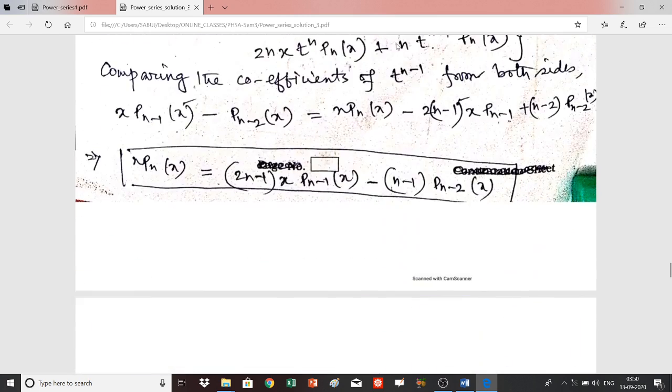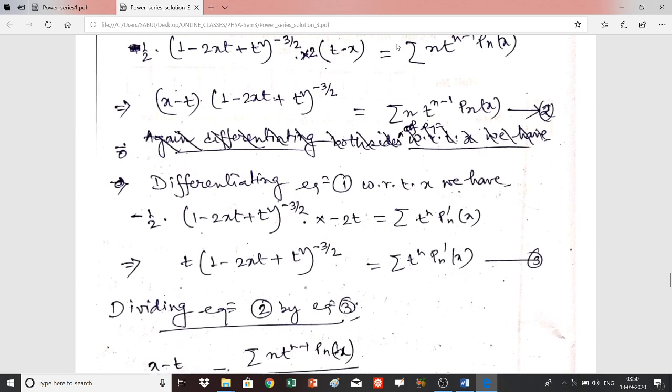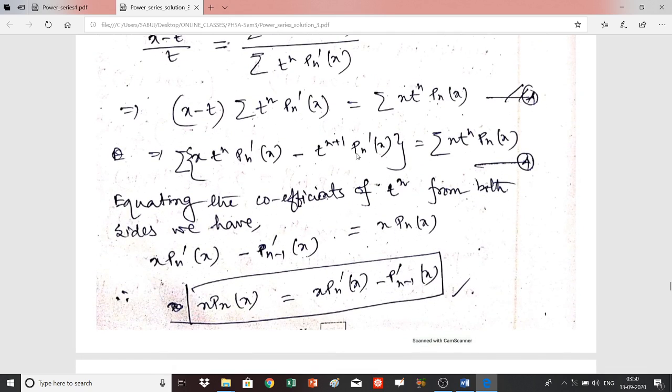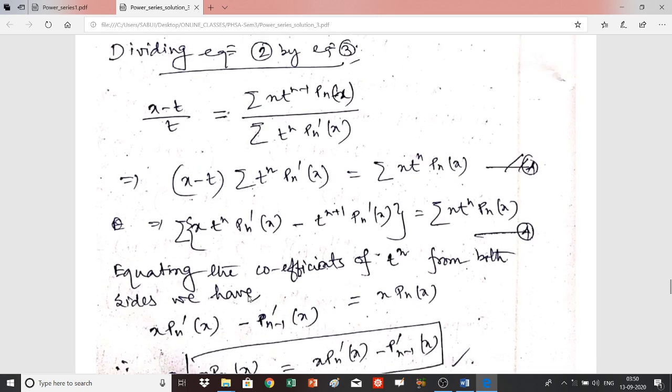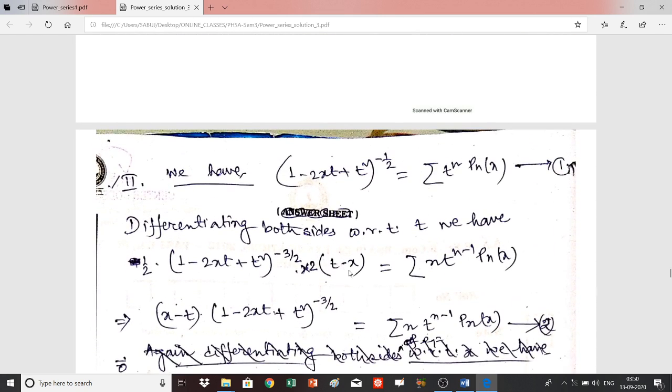Now come to the second one. Here we are to prove that n pn x is equal to x pn prime x minus pn minus 1 prime x. This identity we have to prove. So to do this, we know that the generating function is 1 minus 2xt plus t square to the minus half, that is equal to the sum of t to the power n pn x. We know it very well.